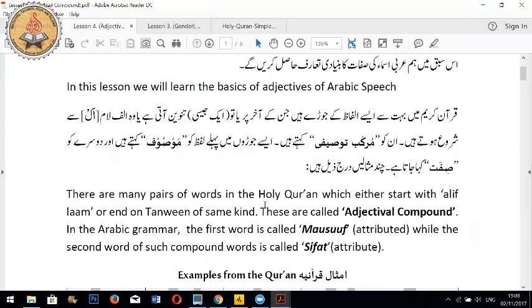There are many pairs of words in the Holy Quran which either start with alif lam or end on tanween of the same kind. I have given you the example. These are called adjectival compound, a compound which has an element of adjective, a noun defined or supported by or explained by or endorsed by an adjective, an attributive word. In Arabic grammar, the first word is called mawsuf, attributed, while the second word of such compound words is called sifat, attribute.